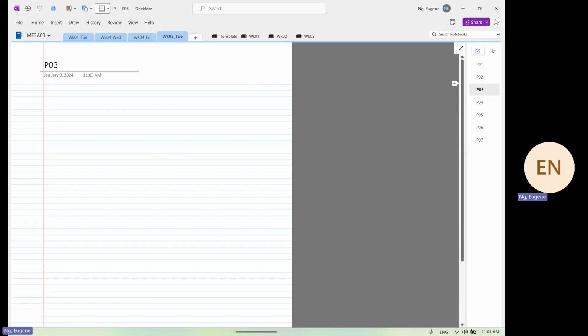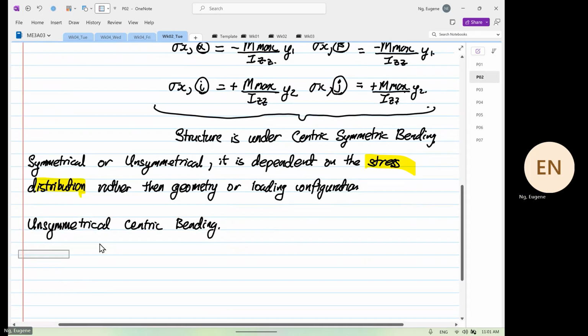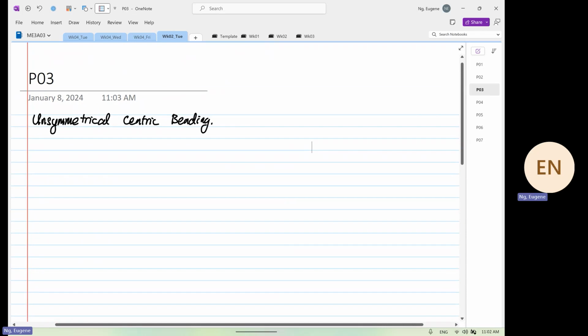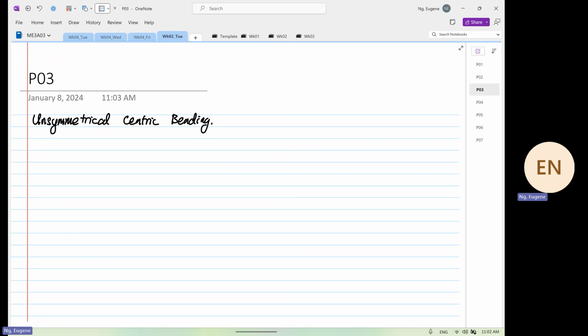Now I'm going to introduce you to another situation where we have unsymmetrical bending. So unsymmetrical bending occurs this way now. Okay. So now we are going to draw a 3D structure. We're going to try to sketch a 3D structure. Okay, so again, I'm trying to sketch a 3D structure for you now.